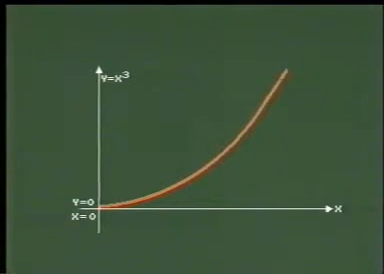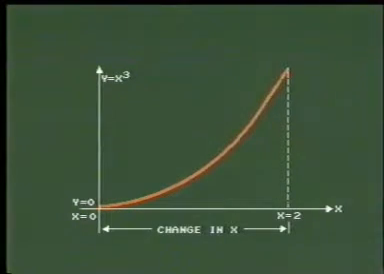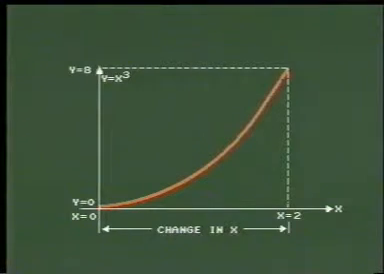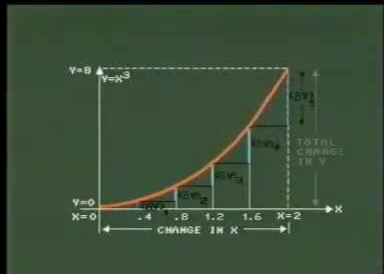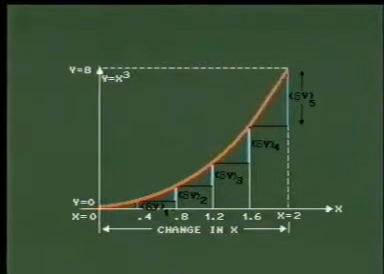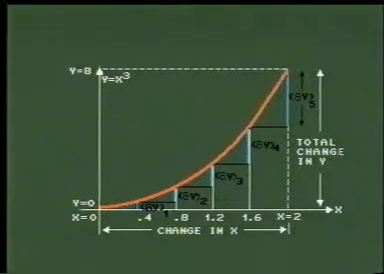Let us consider the graph y is equal to x cube. As x changes from 0 to 2, y or x cube changes from 0 to 8. Thus, the total change in y is equal to 8 minus 0, which is equal to 8. We see that the total change in y is the sum of many small changes or differences in y as shown.